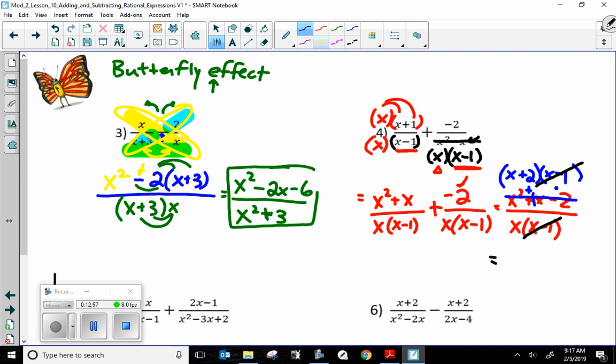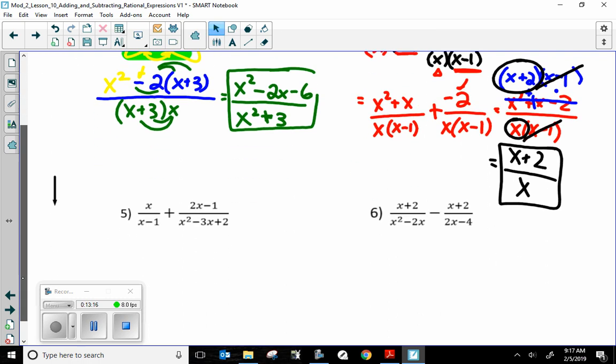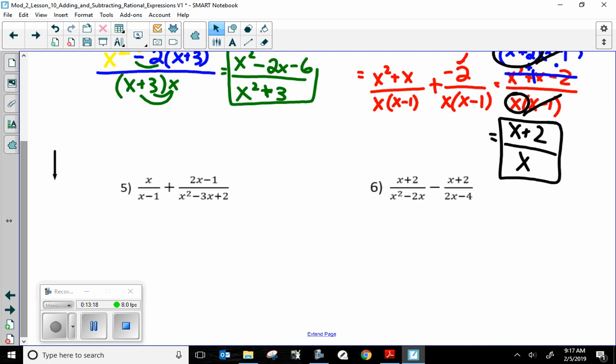So when everything is all said and done, x plus 2 over x. Woo! It's a little bit of work. But it's simple work. It's simple algebra. I keep on saying this. You need to be good at factoring. It's involved in everything, okay? If you're good at factoring, I mean, the rest is just adding and subtracting. All right, let's take a look at number 5.